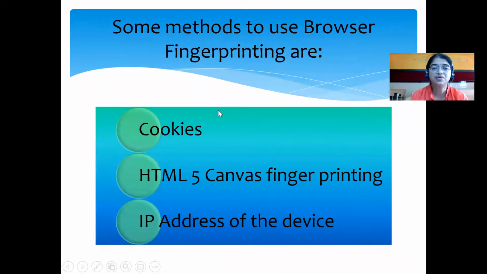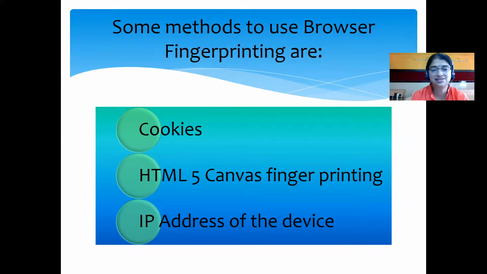Now, some of the methods used for browser fingerprinting. We learned what browser fingerprinting is before. It means that if somebody or some program is tracking what we are doing on the internet, which sites we visit and what we do, that concept is called browser fingerprinting. The techniques use cookies, HTML5 canvas fingerprinting and the IP address of the device.